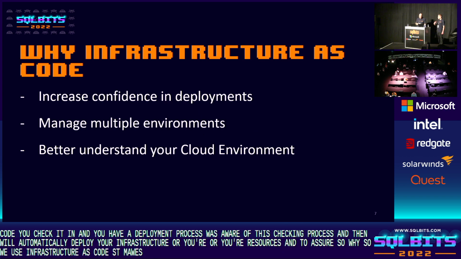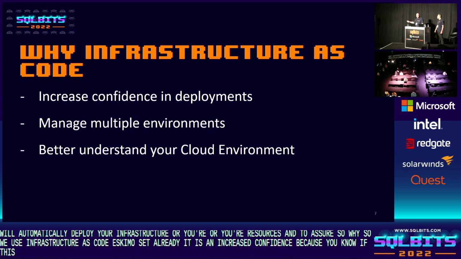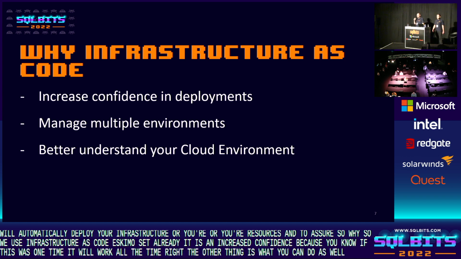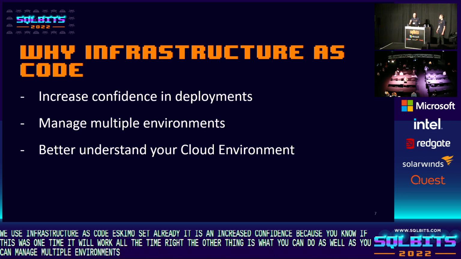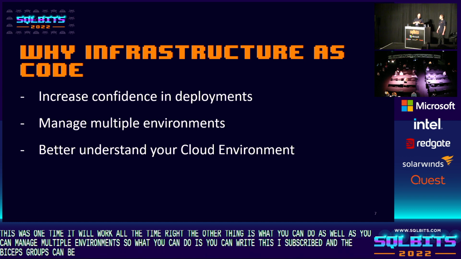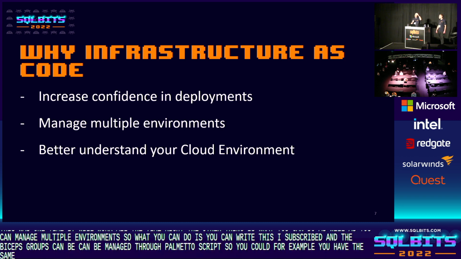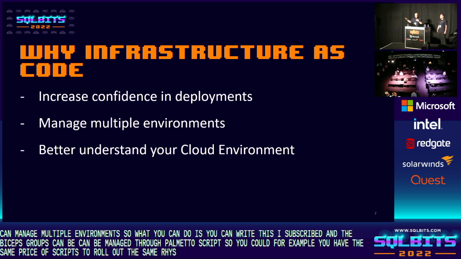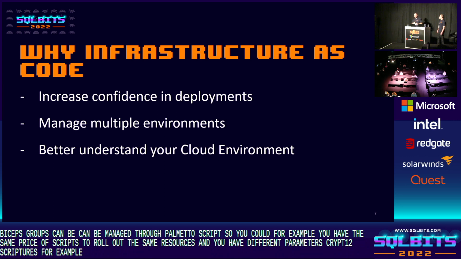As Timur said already, it is an increased confidence, because you know if this works one time, it will work all the time, right? The other thing you can do is manage multiple environments. You can write these Bicep scripts, and the Bicep scripts can be managed through parameter scripts. You have the same Bicep scripts that roll out the same resources, and you have different parameter scripts. One parameter script is, for example, for a development environment. The other parameter script is for a production environment.